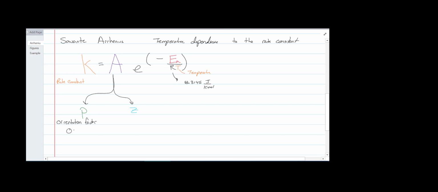Right, and it goes from 0 to 1. So 0 would be very strict, 1 would be any. So very strict to any.